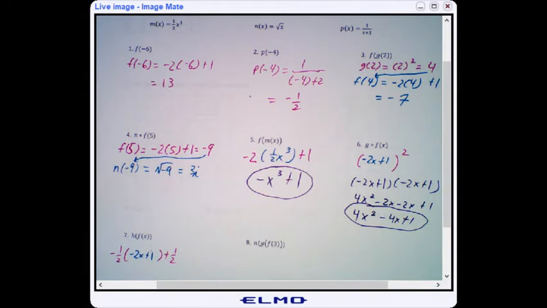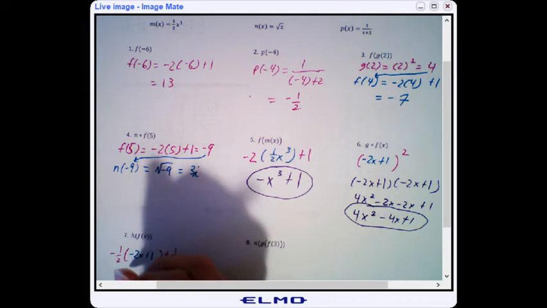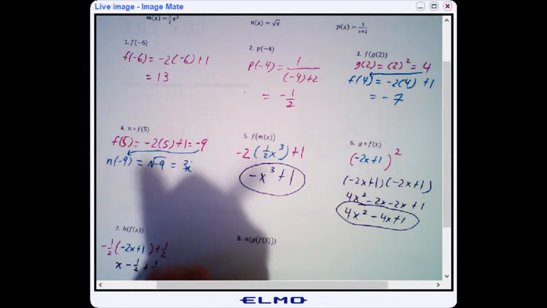I'm going to simplify as far as possible. So distribute first. So I'm going to get positive x minus 1/2 plus 1/2. So we're going to get just positive x.